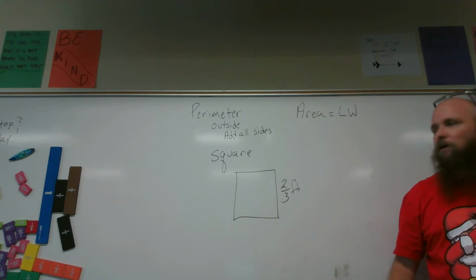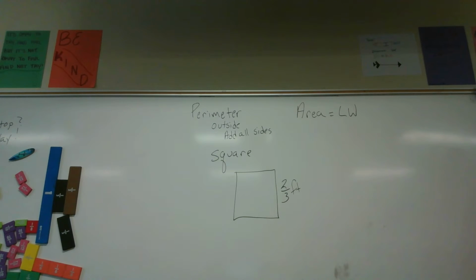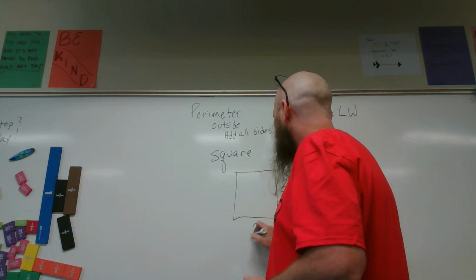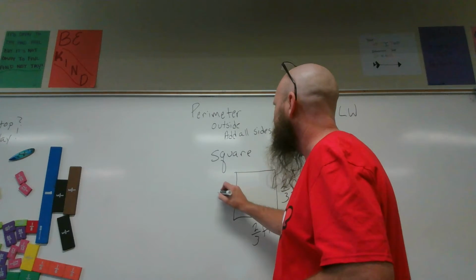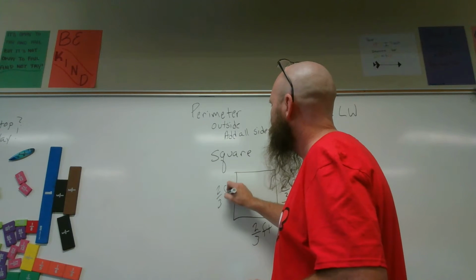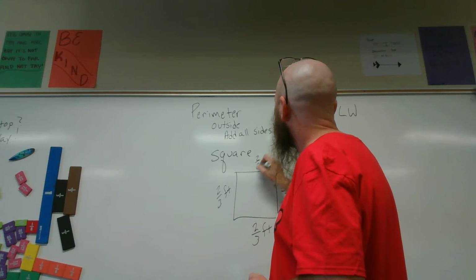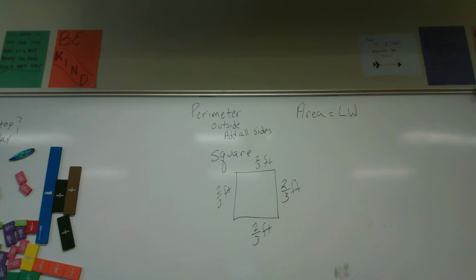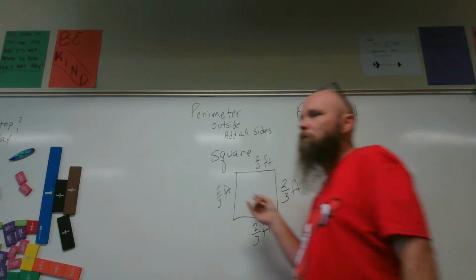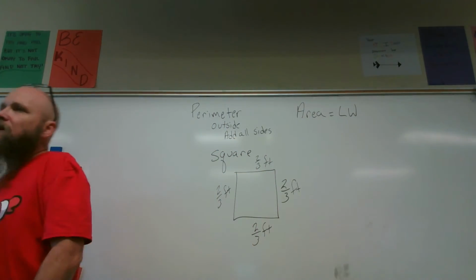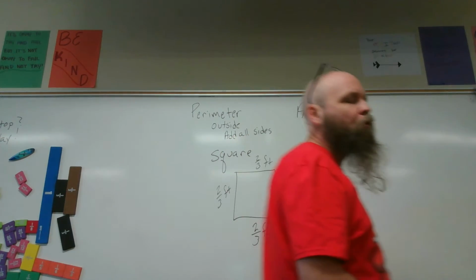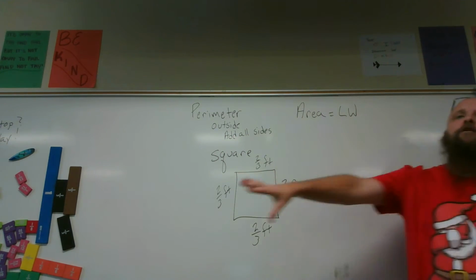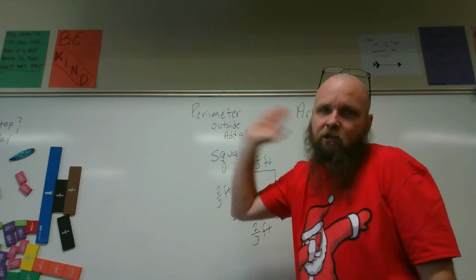So this square, this side is 2/3 of a foot. But then how long would this side be? 2/3 of a foot. Yeah, but the square has to be even, equal sides. Since it's a square, all the sides are the same length. And to find the perimeter, you add all the sides up. We have learned how to add fractions.